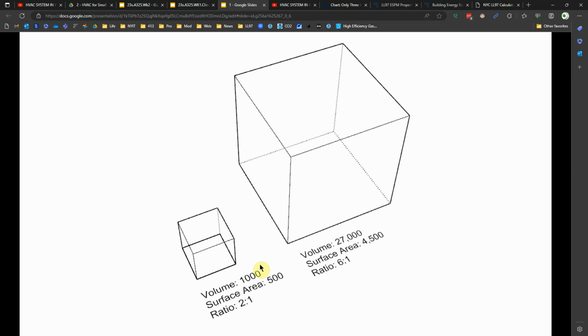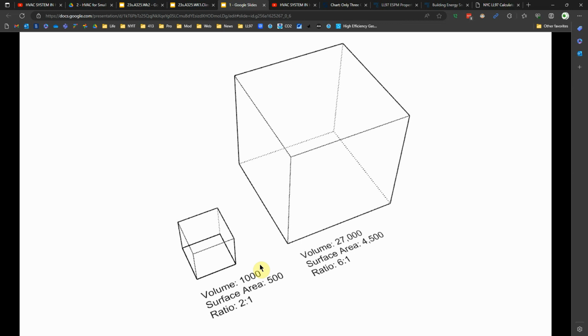As we increase the size of our building enclosure, we reduce that ratio. So the shape on the left is my starting point. The one on the right, I scaled 3 times.